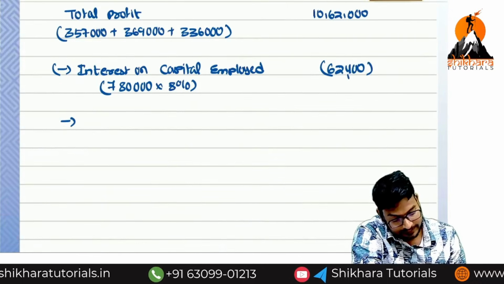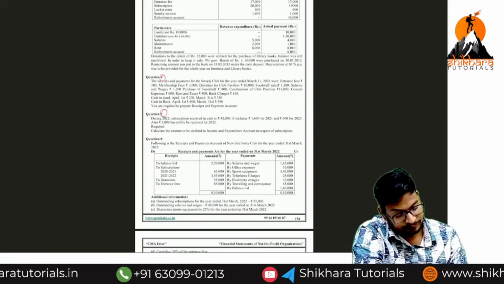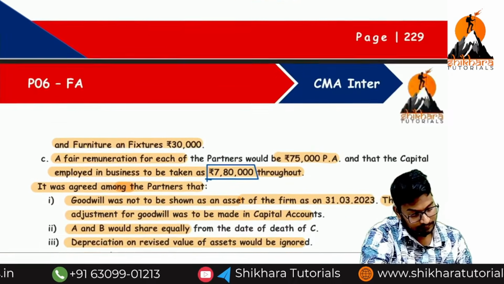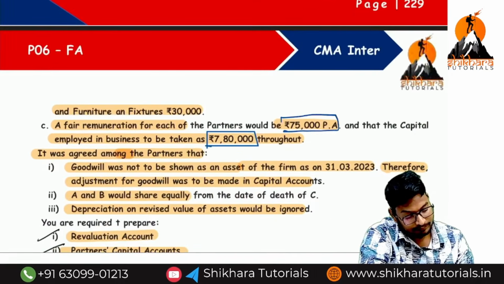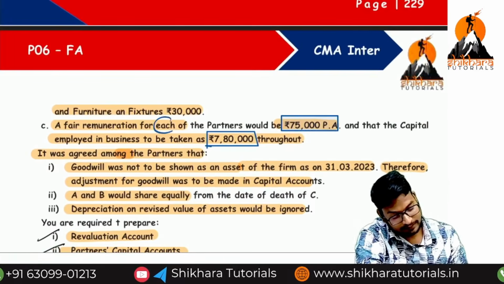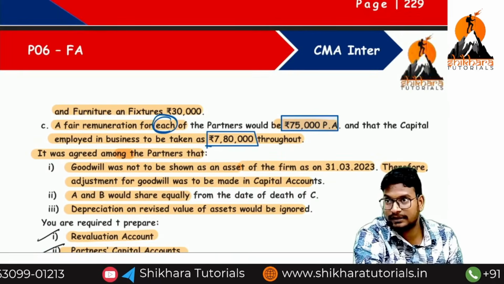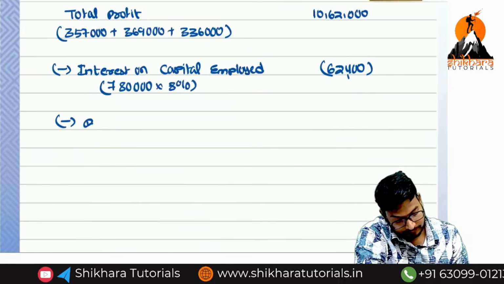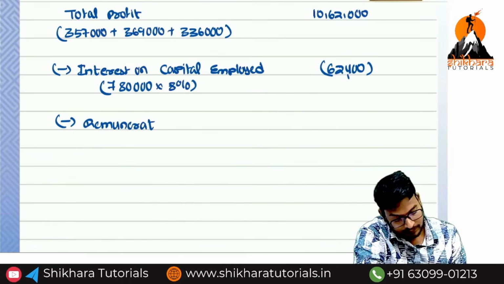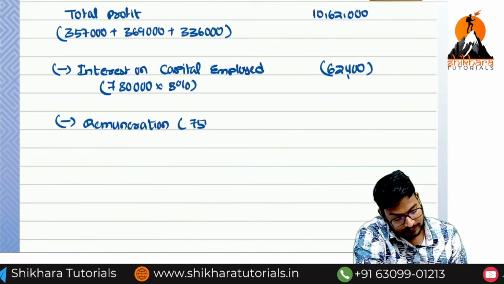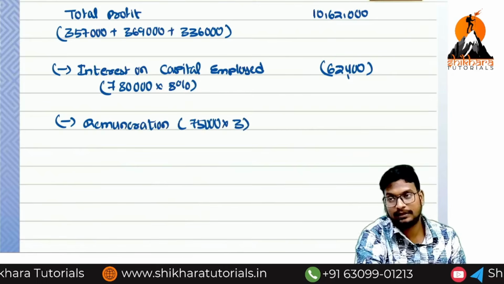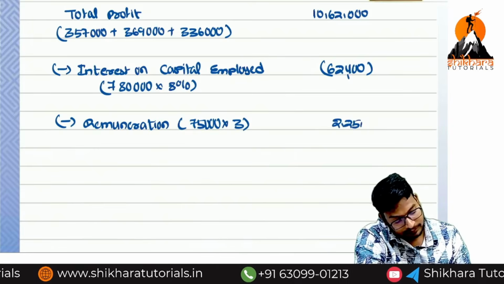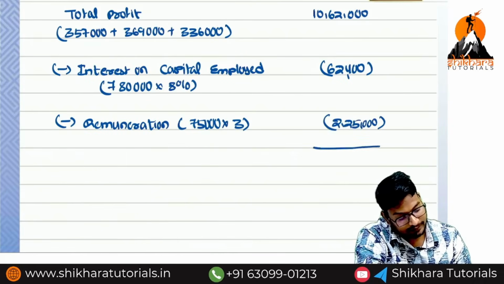Minus. Minus, again what do we need to reduce? Remuneration. So how much is the remuneration? 75,000 per person, per annum. Each partner, they are saying. Remuneration: 75,000 into how many partners? 3 partners. How much will we get? 3 lakh, 2 lakh, 25,000, that is 2,25,000.